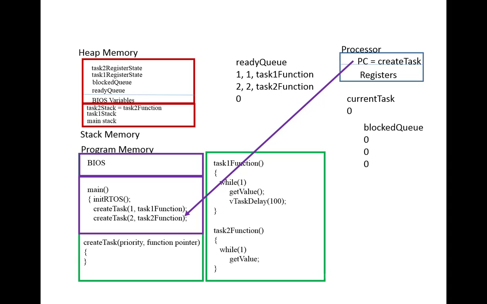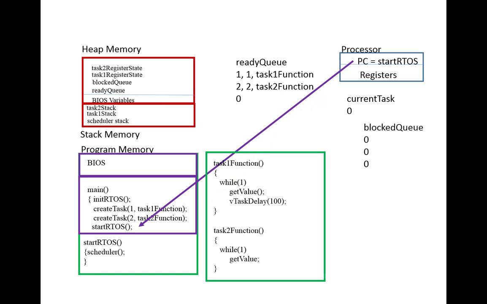So for each task, notice we set up a register state location in memory to store those, and a stack location to store those. And there's also a location that we're going to have in heap memory that'll store the program counter for each one of those. So now we have two functions on the ready queue with their priority. And now we're going to call start RTOS.